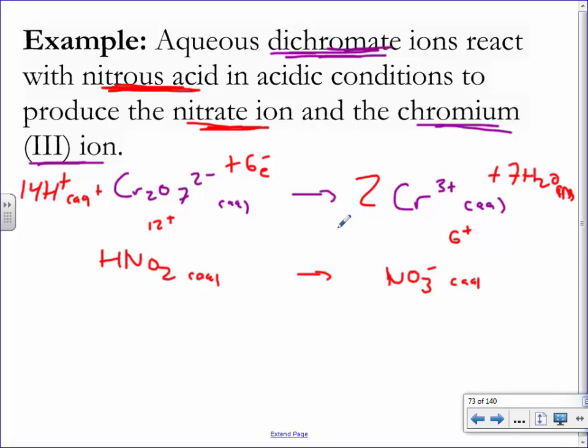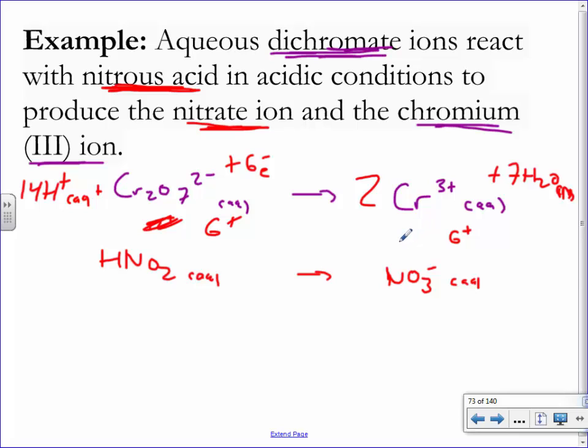Why on the left side, not on the right? Can I make something become more positive? No, because I can't add more protons. But you know what I can do? I can use electrons and bring the positive down. So if I add 6 more electrons to this side, then that's really knocking this back down to 6 positive. Now is the charge balanced?